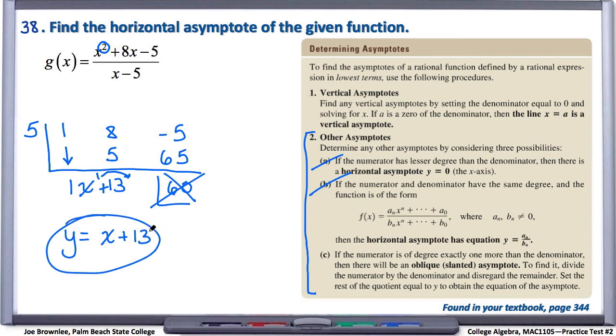Again, if the degree of the numerator is 1 larger than the degree of the denominator, you have to perform synthetic division, and whatever the quotient is of that synthetic division is going to be the equation of the oblique asymptote. So whatever the quotient is, simply put y equals that quotient, and that's the linear equation of your oblique asymptote. So in this case, number 38, y equals x plus 13.